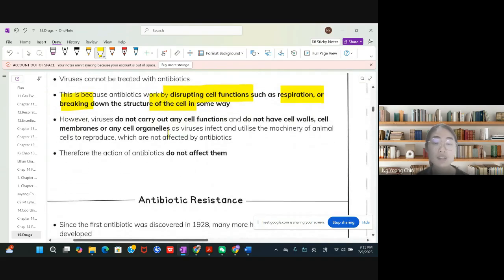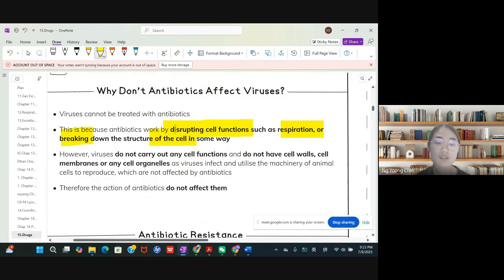Another thing is, a virus is a non-living thing, but bacteria is a living thing. When we talk about living things, they carry the 7 characteristics. They carry respiration, reproduction, excretion, any kind of living process. So this is not carried out by the virus.